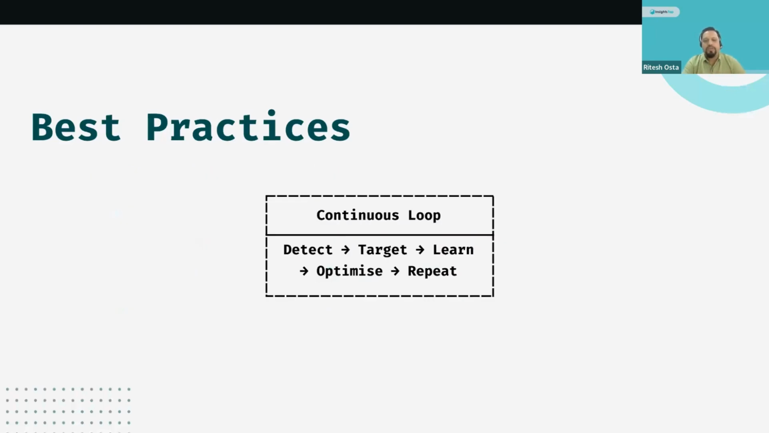So create a continuous loop: detect, target, learn, optimize, repeat. That's the loop here. That is what you need to achieve. That is the goal of building these GTM stack systems.